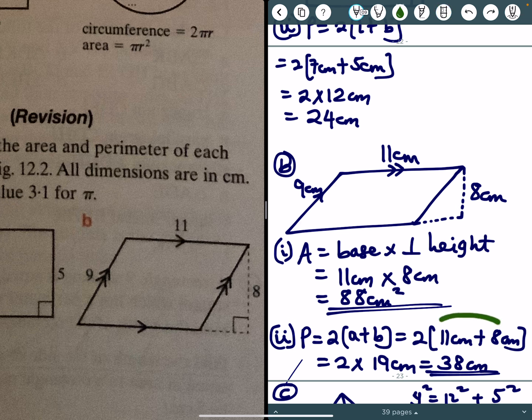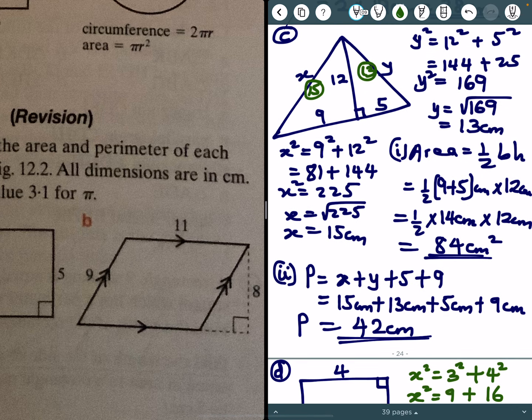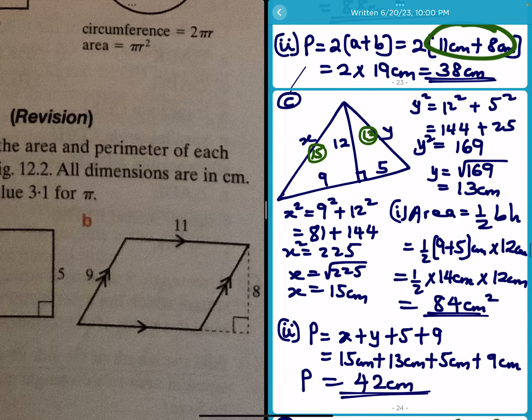So 2 open bracket 11 plus 8 will give 2 times 19, which is what? 38 centimeters as shown here.